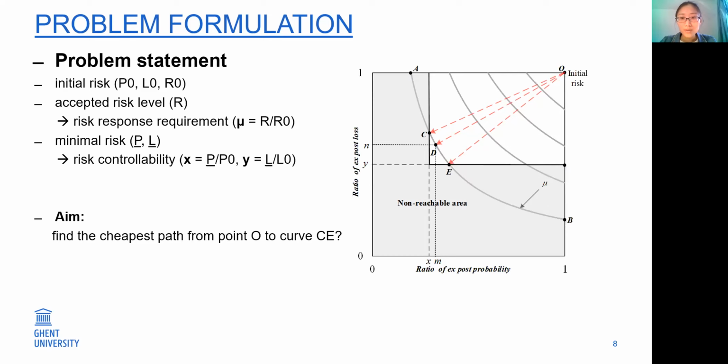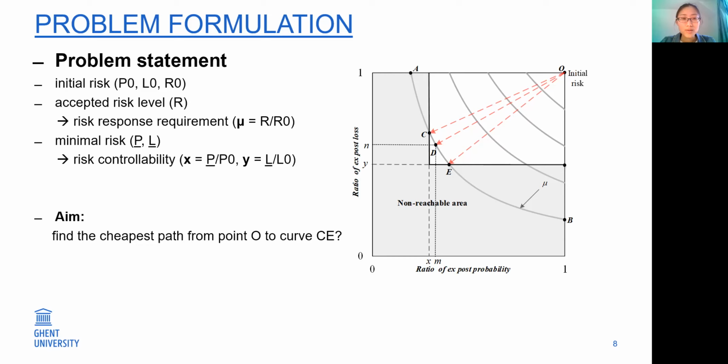While considering that the risk probability ranges from 0 to 1 and the risk loss always takes a large positive value, it is difficult to compare the risk probability and the risk loss, and it's also difficult to compare the risk prevention and risk protection on the same scale. Thus, we use the ratios mu, x and y to capture the risk response requirement and the risk controllability, and simplify this problem on this figure.